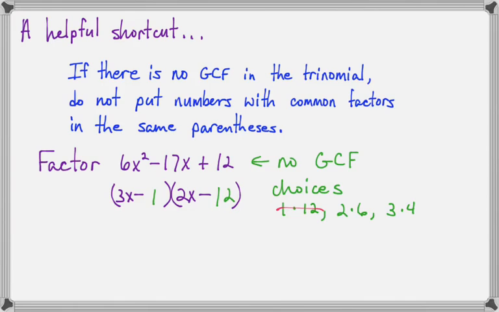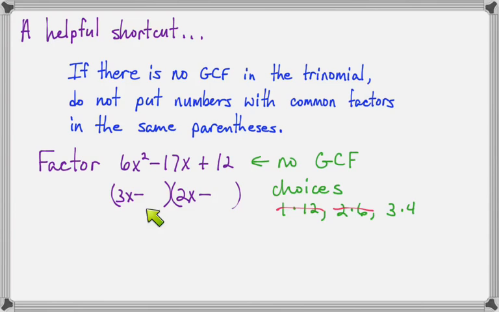Alright, now let's try 2 and 6. And I get kind of the same problem. I have a 6 here. So 2 and 6 have a common factor. If I put the 6 over here, 3 and 6 have a common factor. That means that's not the right pair of numbers either. And I'm left with 3 and 4.